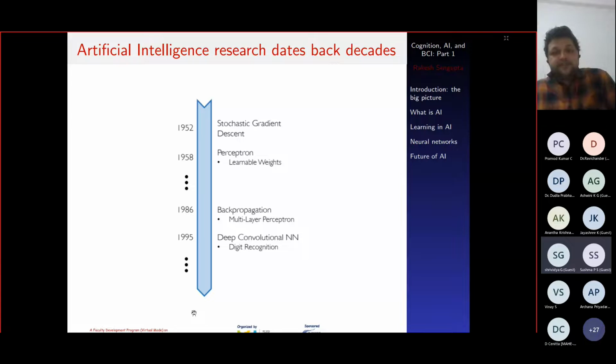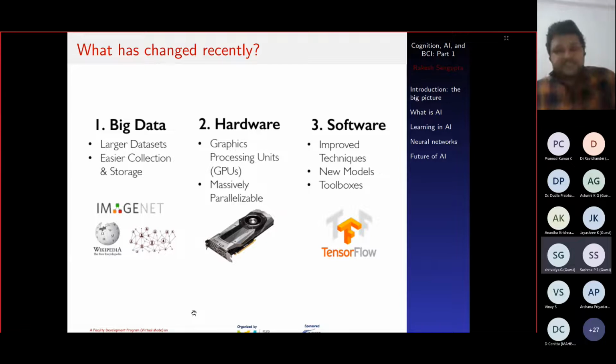Now, as has been spoken by Dr. Ashok Rao and others, artificial intelligence research actually dates back to the 1950s. In fact, artificial intelligence and cognitive science began in neighboring labs, if you will, in Stanford and other big Ivy League universities. But it took quite a lot of time for it to become so mainstream and come out of science fiction because of certain changes that have happened in recent years.